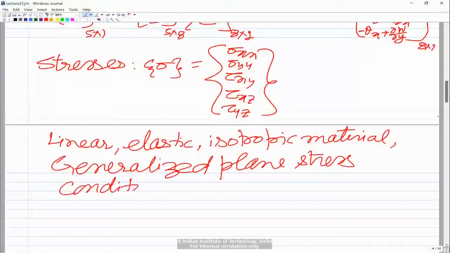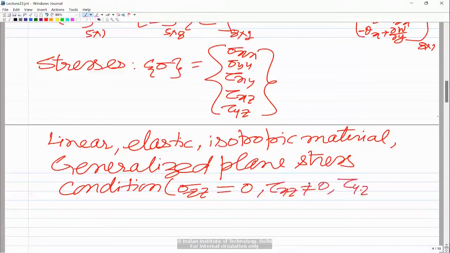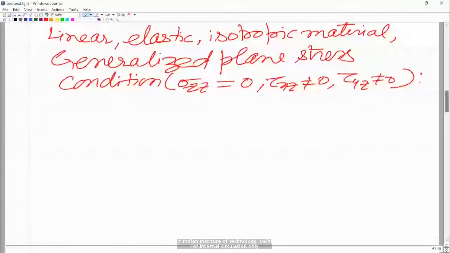In the generalized plane stress condition, what we are saying is that sigma zz, the normal stress along the thickness direction, is 0, but tau xz and tau yz, these transverse shear stresses, are not equal to 0. So under this, again, the form of the relationship between stress and strain is going to be somewhat similar to what we did for the basic plane stress problem.